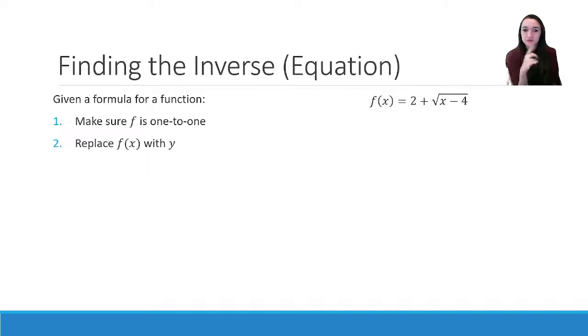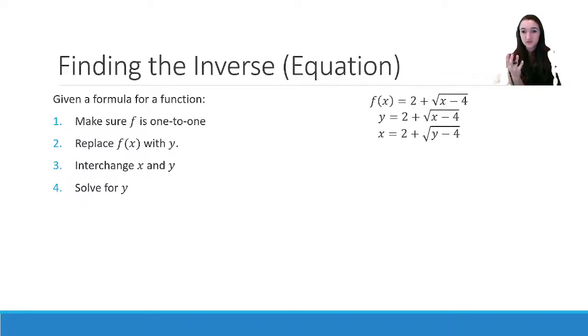Then, step 2 is we're going to replace f of x with y. So in other words, I'm just going to rewrite this, but write it as y equals 2 plus square root of x minus 4. So I haven't really changed anything. I'm just changing how I'm writing it. Now I make the change. I interchange x and y. In other words, anywhere there was an x now becomes a y. Anywhere there was a y now becomes an x. There should only be one y there, but when we switch it around, we might end up with multiple y's in our new function. So x equals 2 plus square root of y minus 4.